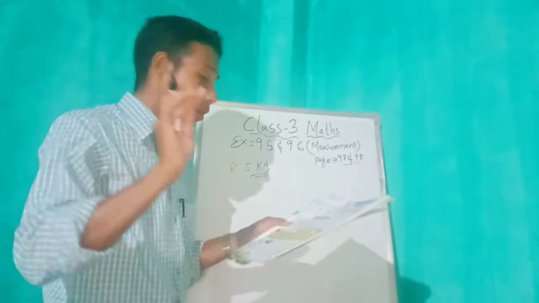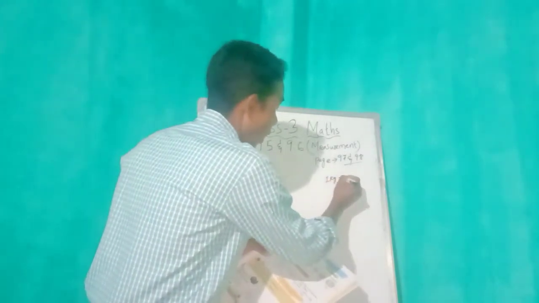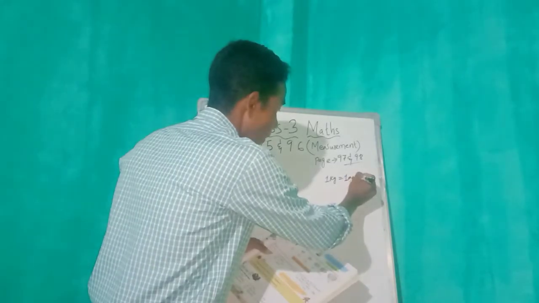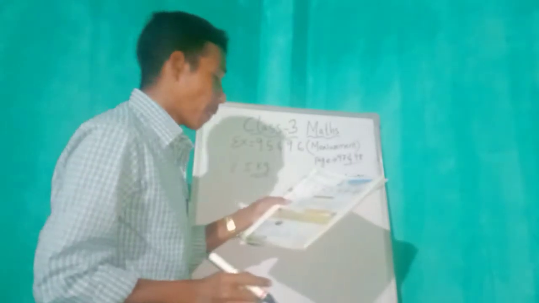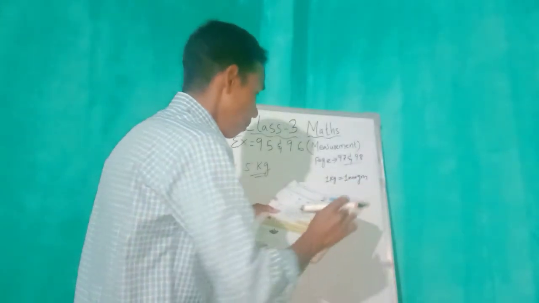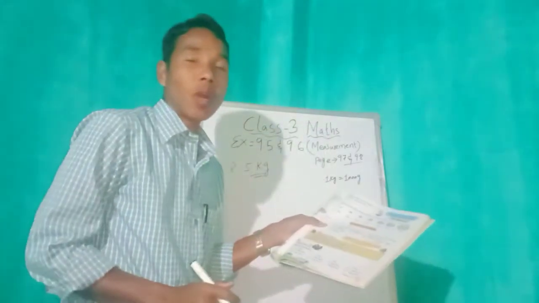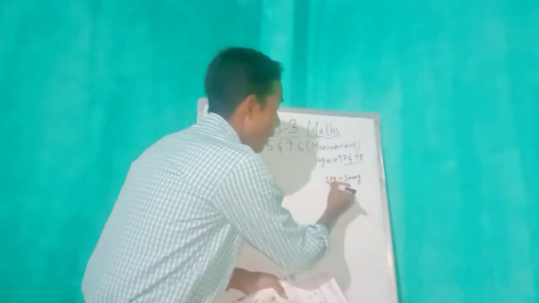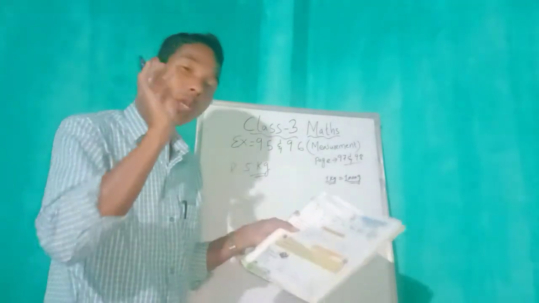First of all, you remember, okay? Keep in mind, 1 kg equal how much? 1000 gram. Okay, just g, gram. 1 kg equal how much? 1000 gram. Okay, 1 kg equal 1000 gram. So keep in mind this one.